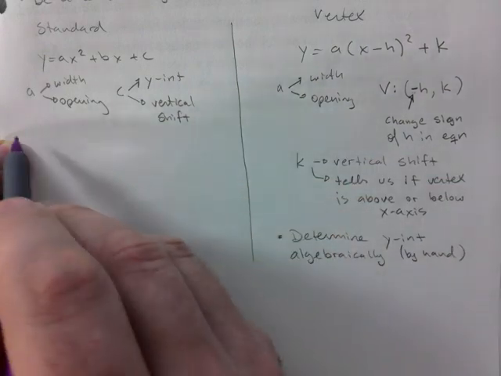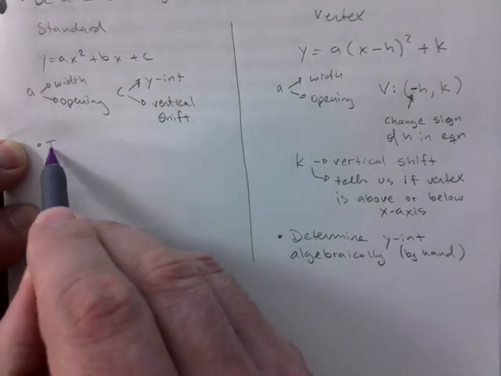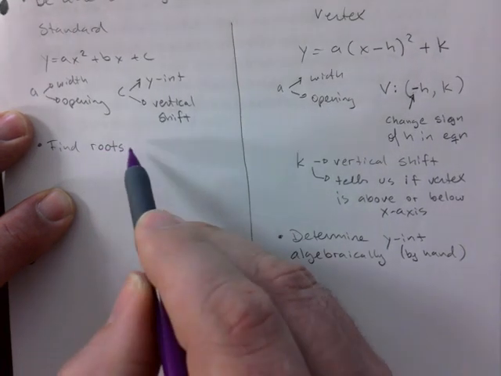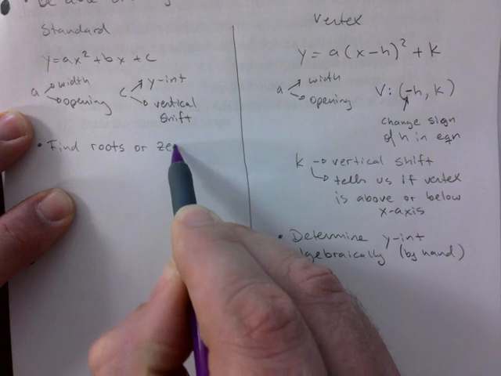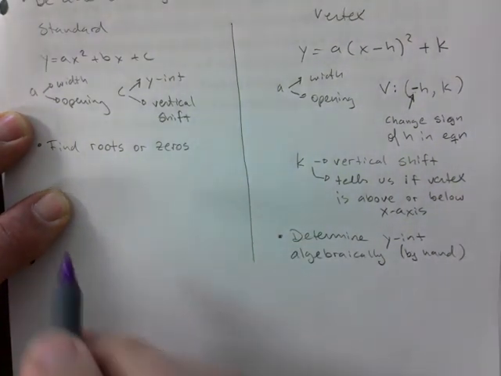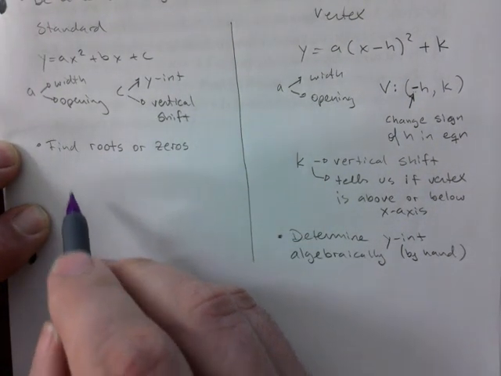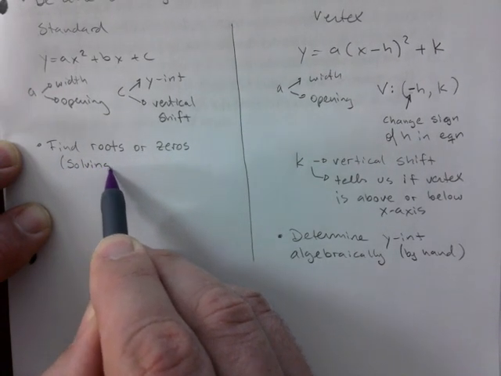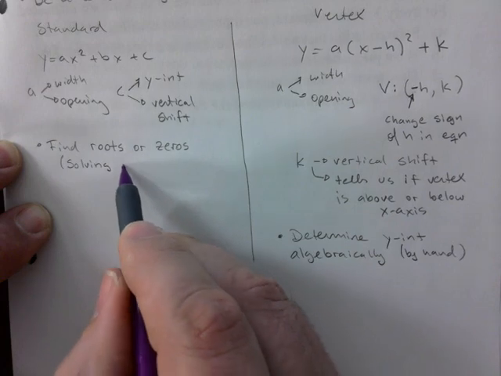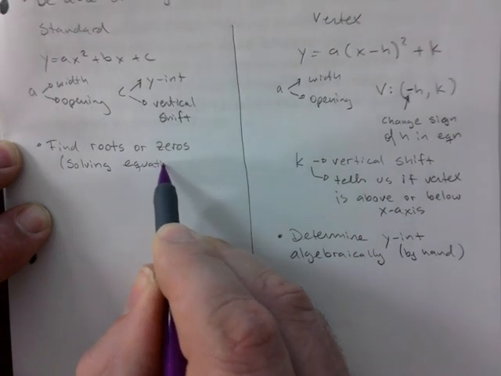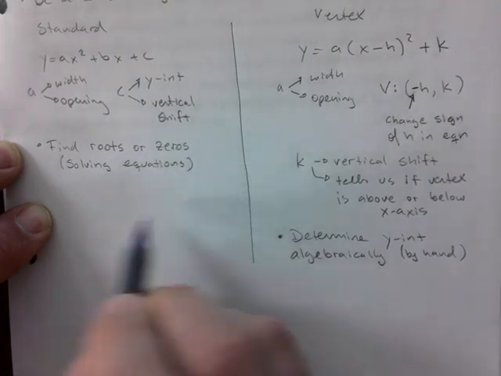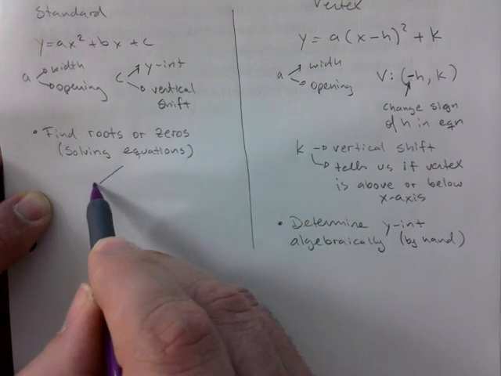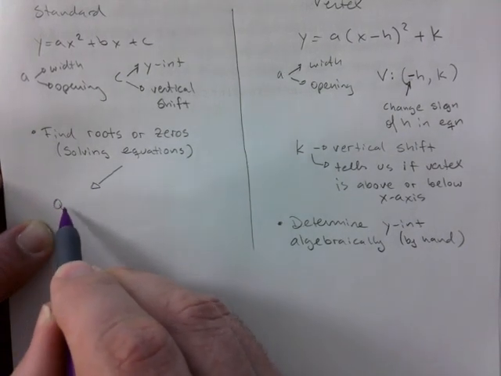When it comes back to standard, you should also be able to find roots or zeros, right? And this is basically solving equations. It's all the same, finding roots, solving equations. There are two ways of doing that. You can use the quadratic formula.